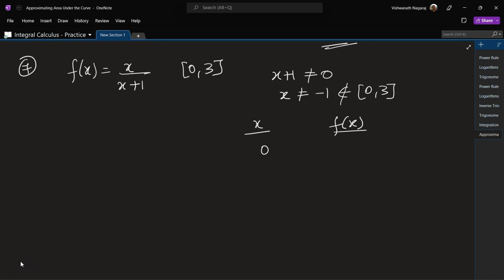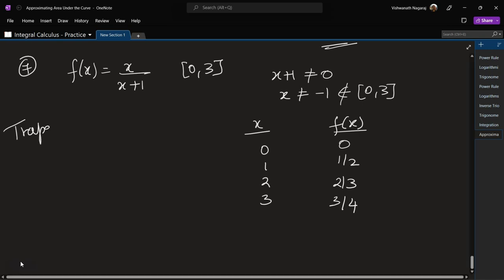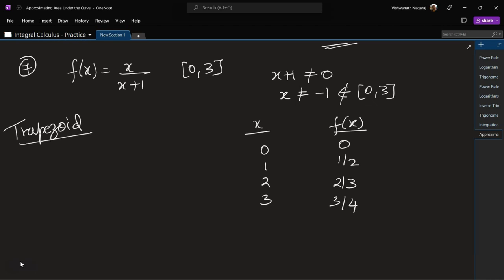So let's begin. x and f of x, 0 to 3. So 0, 1, 2, 3. If it is 0, this would be 0. If it is 1, it will be 1 by 2. If it is 2, it will be 2 by 3. And if it is 3, it will be 3 by 4. Okay. So now let's directly go for trapezoid. As I mentioned previously, this gives a much more accurate approximation.